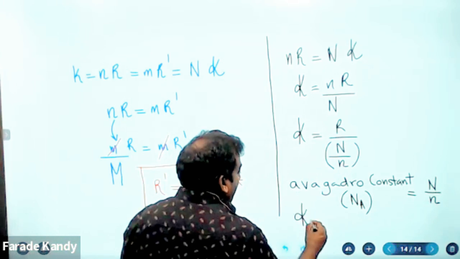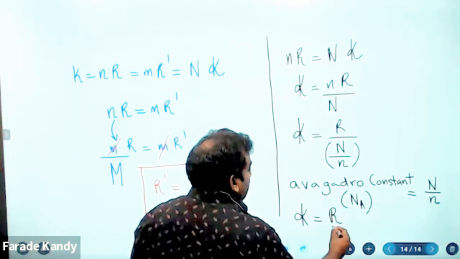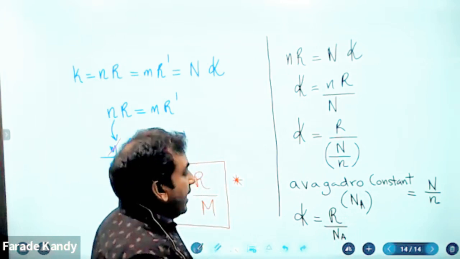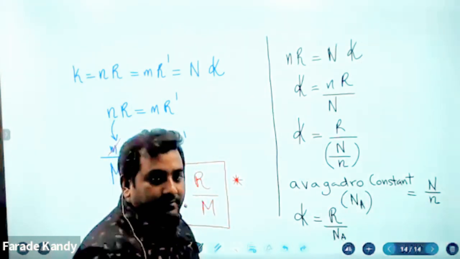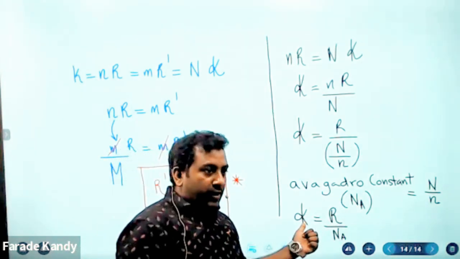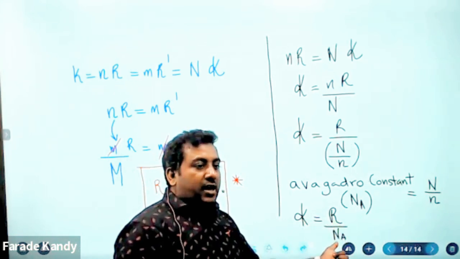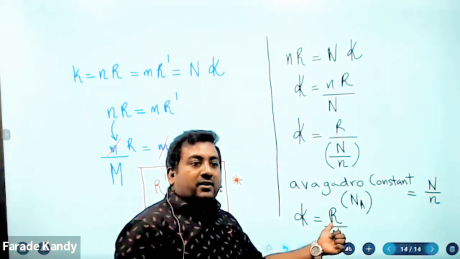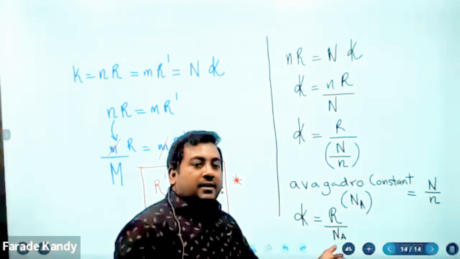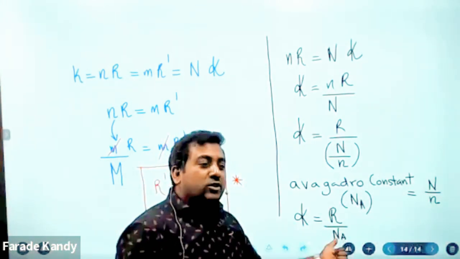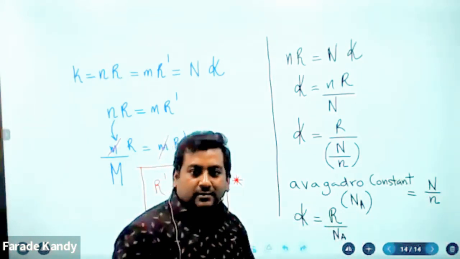So K here I can write universal gas constant divided by Avogadro's number. That is called Boltzmann constant. If you want to find Boltzmann constant, universal gas constant divided by Avogadro number. 8.314 divided by what? 6.022 times 10 to the power 23.